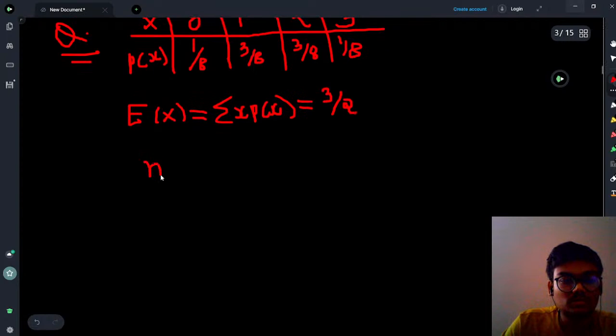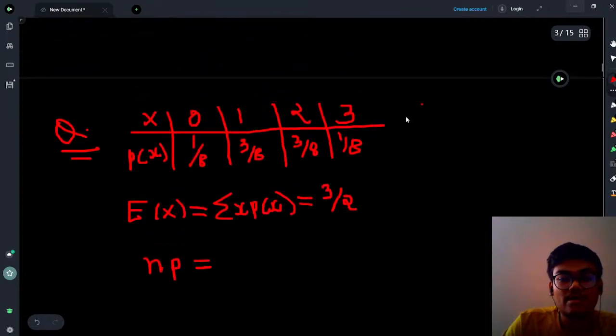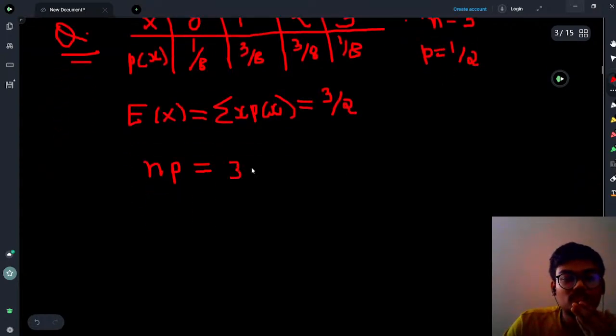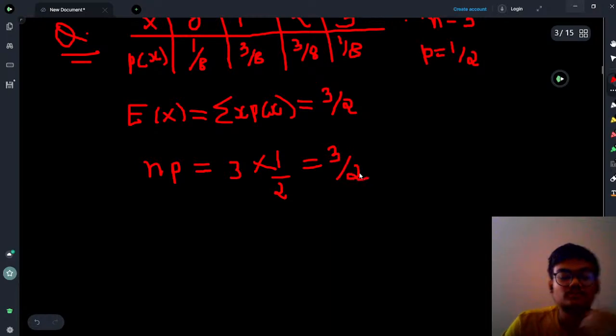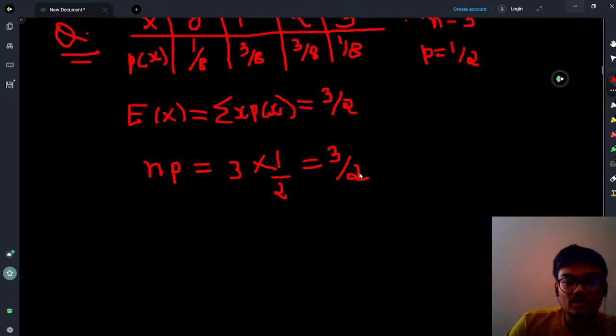Now just go with the direct formula also. We are tossing a coin three times, so n is equal to 3, and p is the probability of getting a head in one trial. What's the probability? 1 by 2. So 3 into 1 by 2, what's the output? The output is 3 by 2. Okay, so this is all about the binomial distribution.